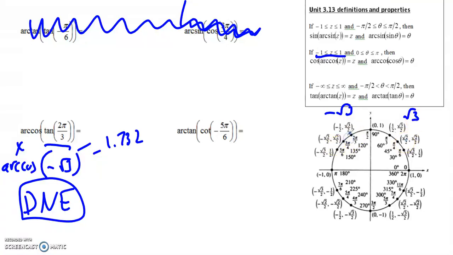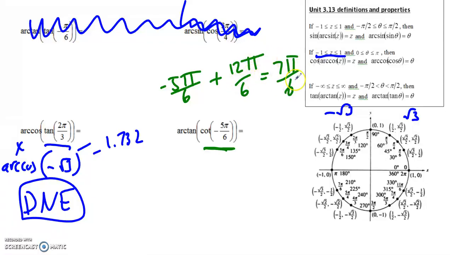Cotangent. So we are looking for the interior first, cotangent of negative 5 pi over 6. If you're having trouble just looking at this and knowing where this angle is, remember you can think coterminal angles. You can add 2 pi or 12 pi over 6, which is 7 pi over 6. That helps me know at least where I'm looking here.